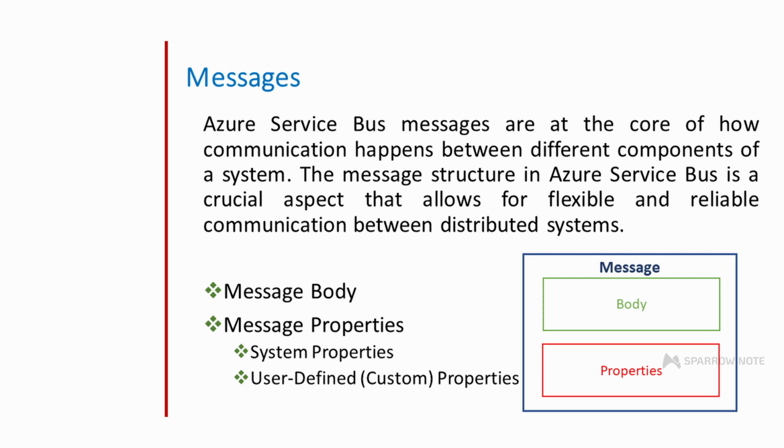Messages are at the core of how communication happens between different components of a system. The message structure in Azure Service Bus is a crucial aspect that allows for flexible and reliable communication between distributed systems. A Service Bus message consists of two main parts: message body and message properties.